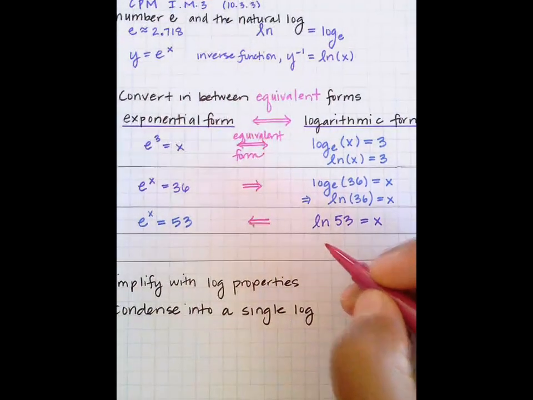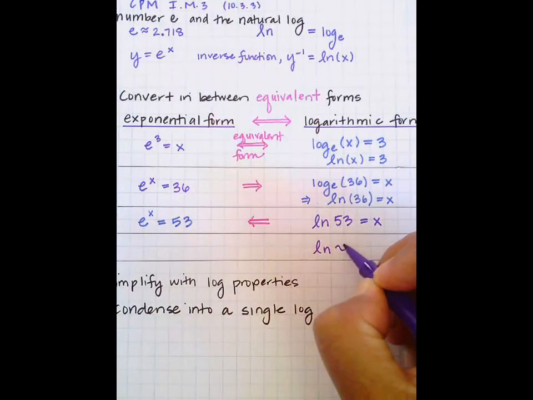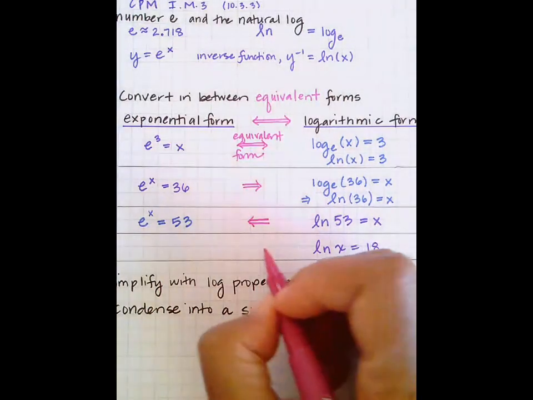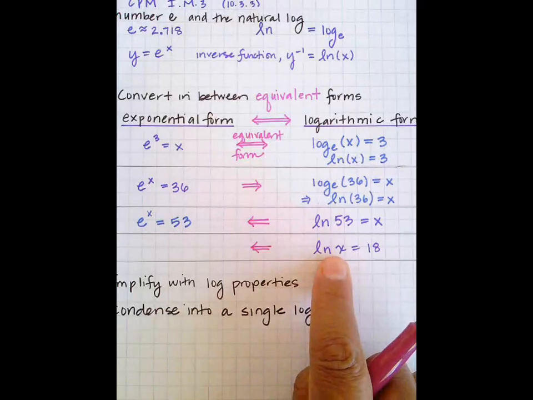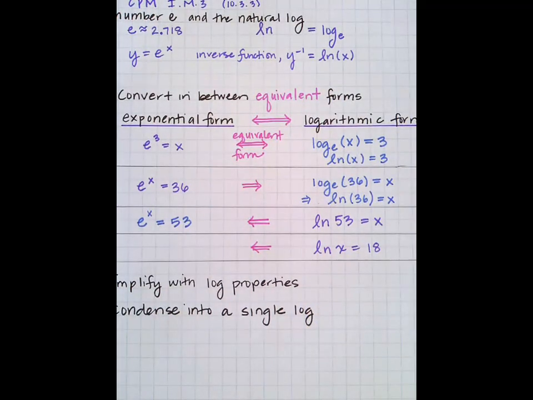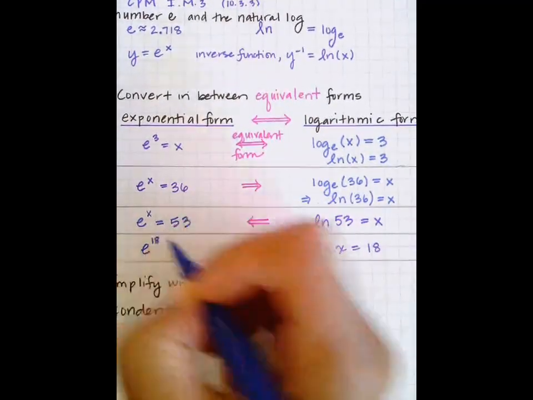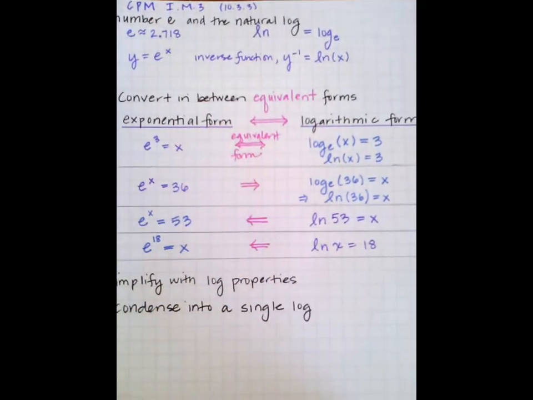One more example would be if you have the ln of x equals 18, then I can rewrite that in its equivalent form as, again, log base e of x. So the base here is e. The exponent, or the power, is what comes out, and then again equals x. So these again are all equivalent.